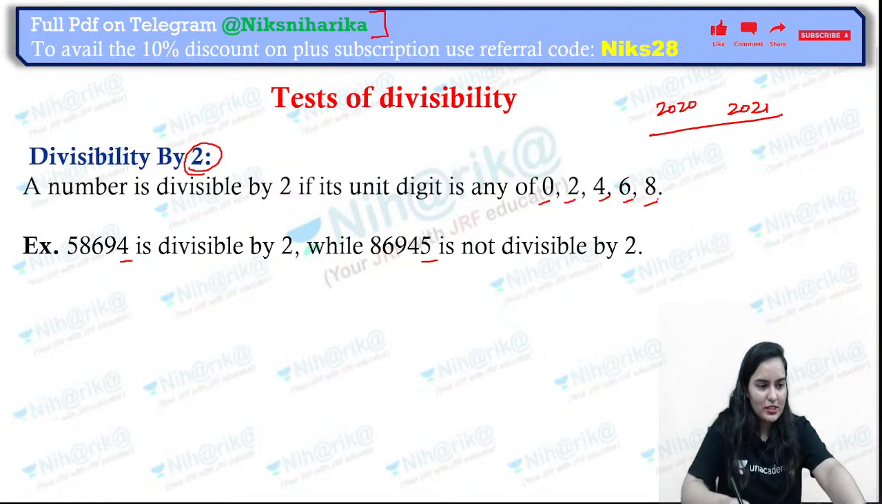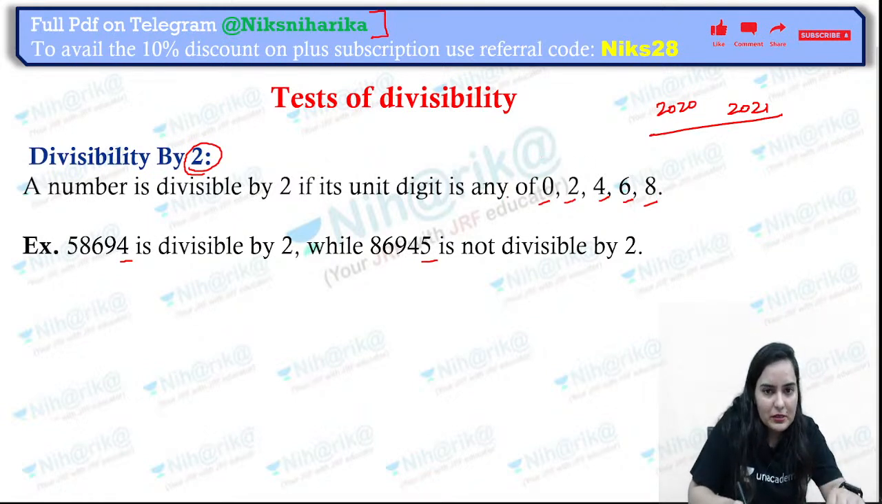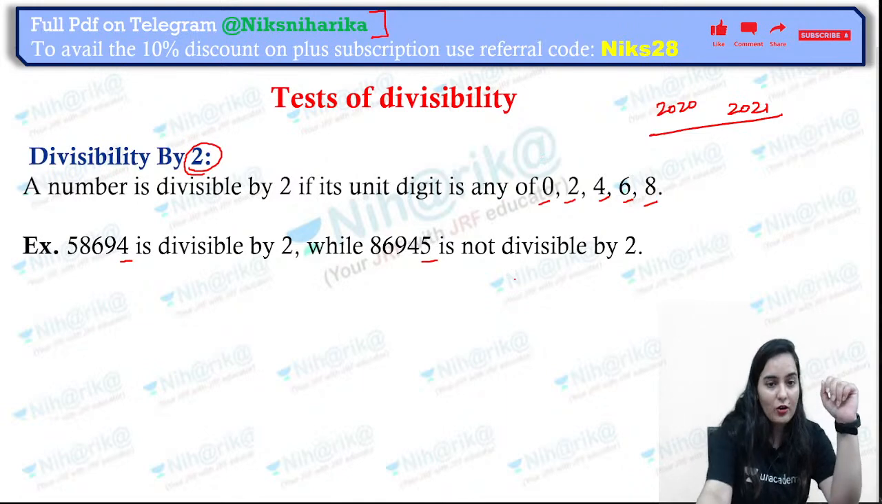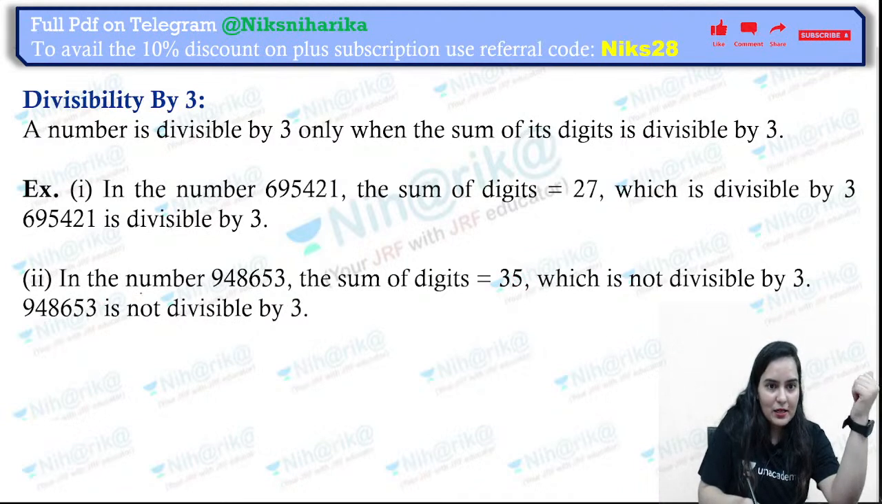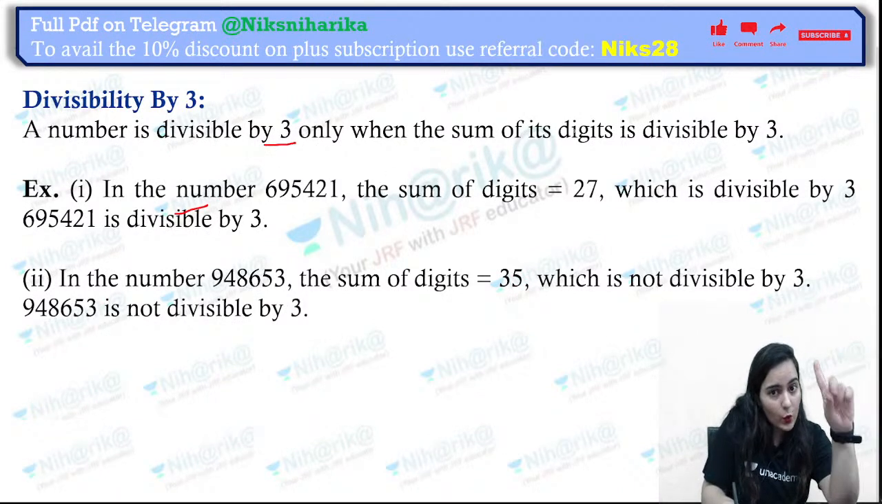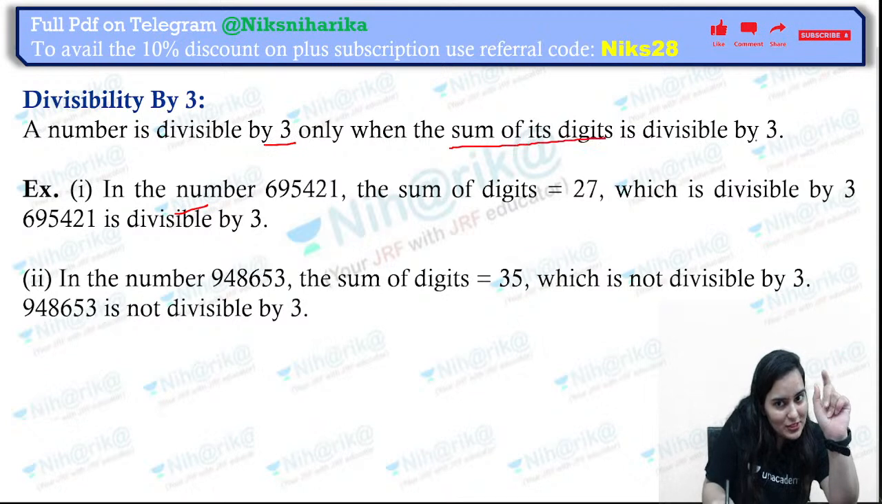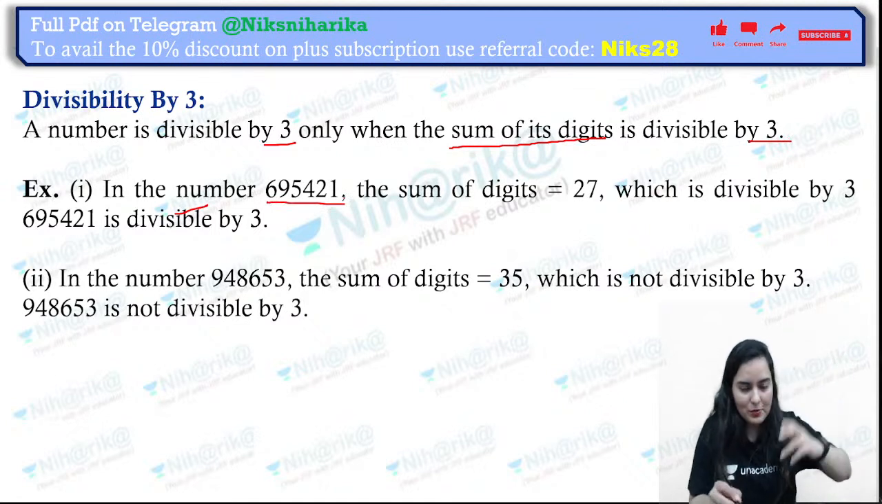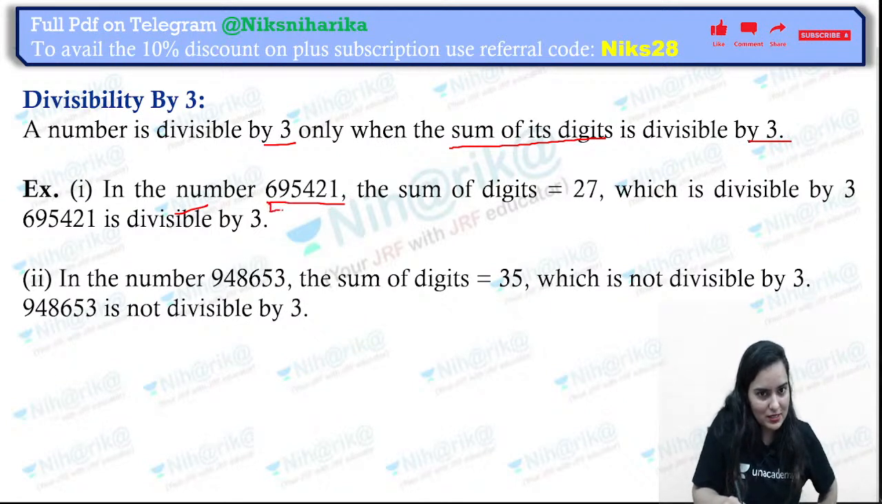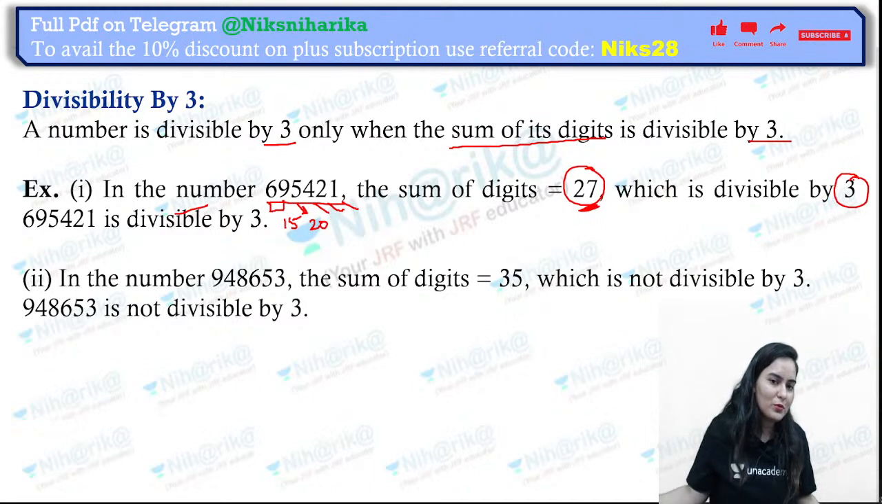Okay. So divisibility by 2 is simple. What about 3? How will we get to know about 3, 4 and so on? Please see. A number is divisible by 3 only when the sum of its digits is divisible by 3. Suppose we are getting this number, then please sum these digits: 6 plus 9 will be 15, plus 5 is 20, 24, 25, 26, 27. The sum is 27. Is 27 divisible by 3? Yes, then definitely the number will be divisible by 3.